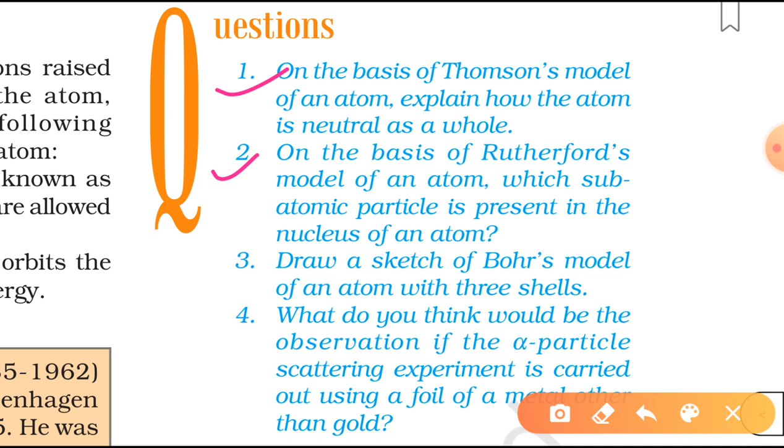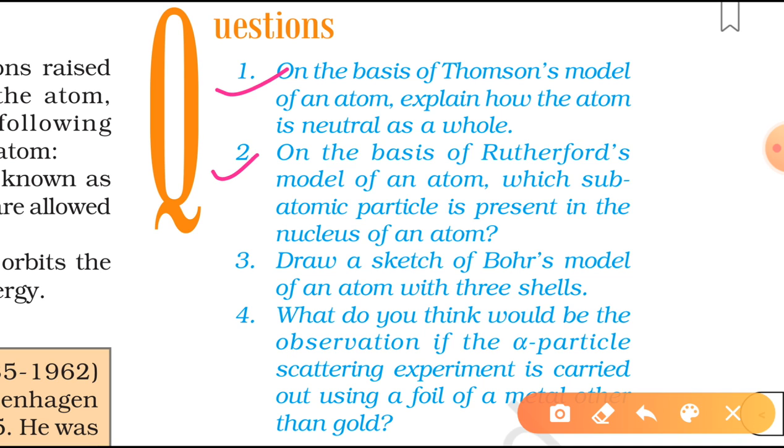Because you must remember that Rutherford's model was on the basis of alpha particle scattering experiment, and alpha particles are positively charged. A positively charged particle will be repelled by a positive charge. We know that those alpha particles were scattered from the nucleus just because the nucleus is positively charged and because of proton. So that's why on the basis of Rutherford's model of an atom, we can say that proton is present in the nucleus of an atom.